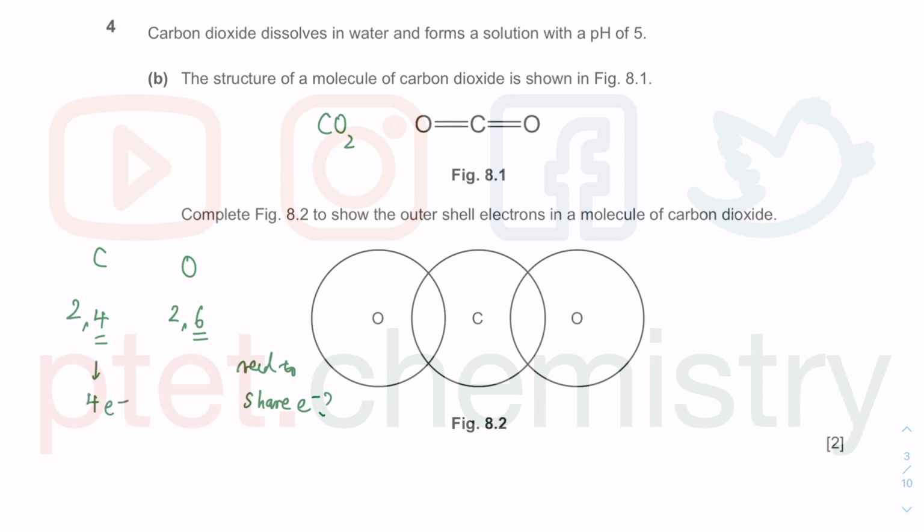You need 4 electrons, not 6 electrons. You need 2 more electrons in order to complete the outer or the valence shell. That is the objective when you form covalent bonds.